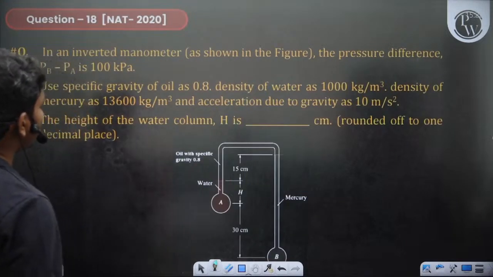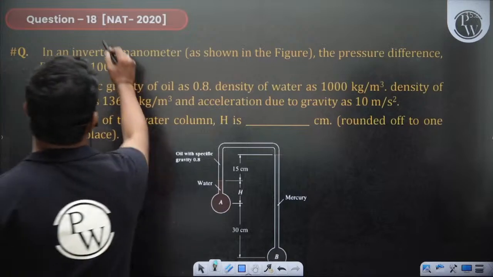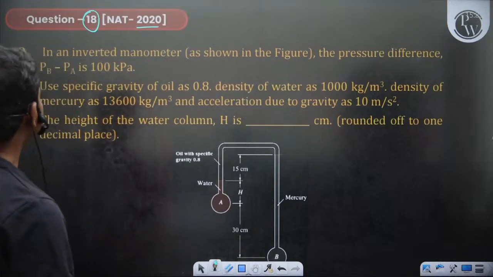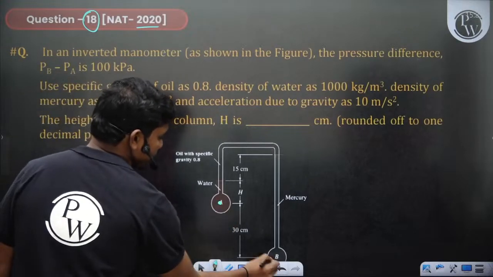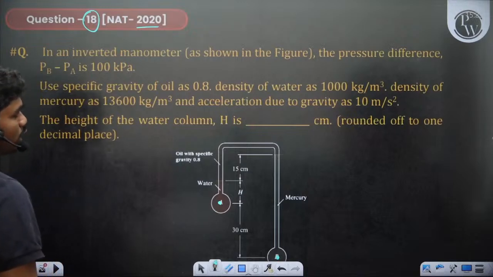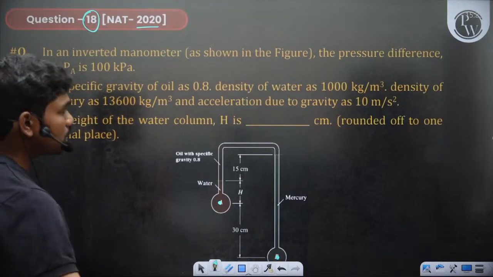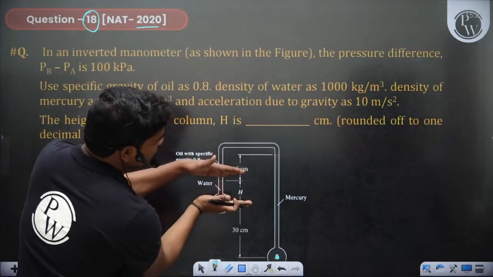So let's solve this. A manometer, an inverted manometer as shown in the figure. Question number 18, 2020 again. In an inverted manometer as shown in the figure, pressure difference PB minus PA is 100 kilopascal. Here there is point A and here there is point B. Use specific gravity of oil as 0.8, density of water is 1000, density of mercury 13,600, acceleration due to gravity is 10. Height of the water column H. So here, the height of this water column is what we need.